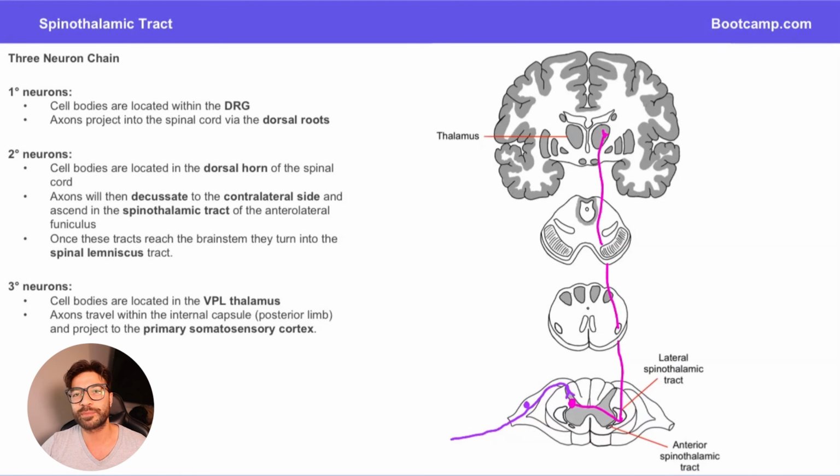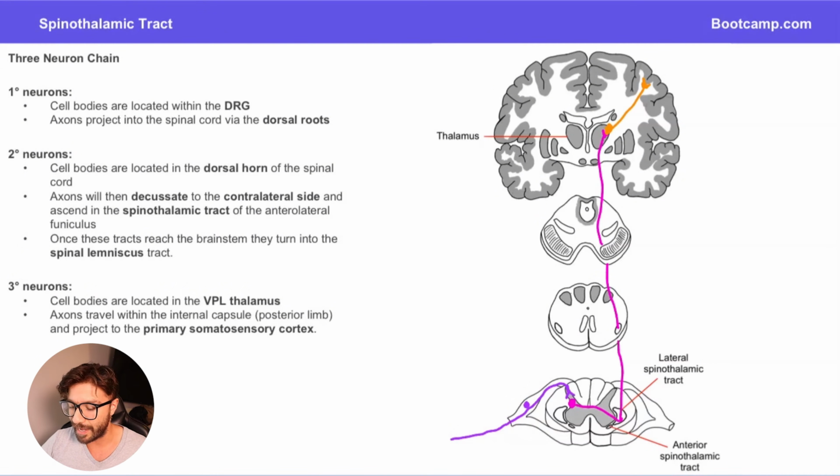Here, it's going to synapse with the third order neuron in the ventral posterior lateral aspect of the thalamus, and this neuron will then send its axon to the primary somatosensory cortex for it to be perceived by the brain.